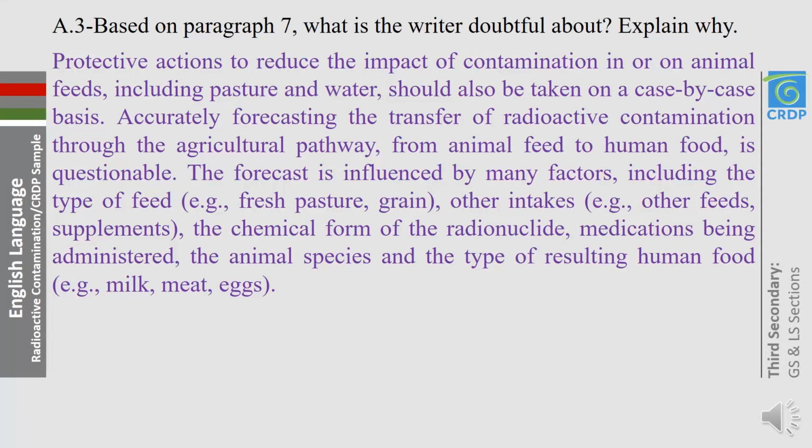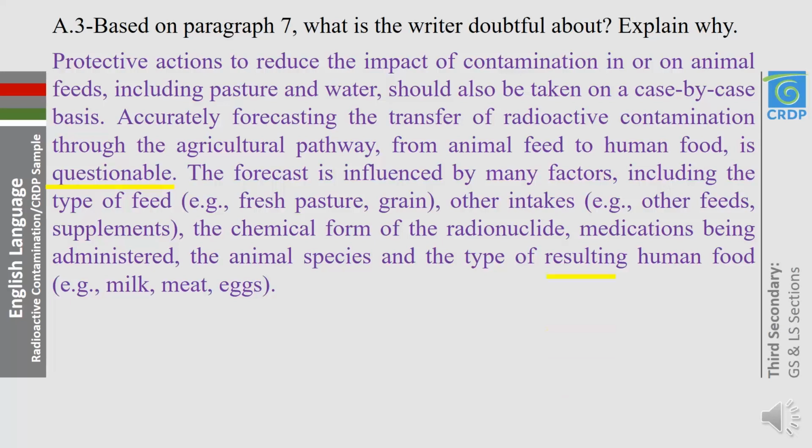Question A3. Based on paragraph 7, what is the writer doubtful about? Explain why. So the question is divided into 2 parts, what the writer is doubtful about and the reason. Again, we have to look for keywords. Here we have the keyword questionable, which has the same meaning as doubtful. Let's read the sentence containing this keyword. Accurately forecasting the transfer of radioactive contamination through the agriculture pathway from animal feed to human food is questionable. So this is the answer to the first part of the question.